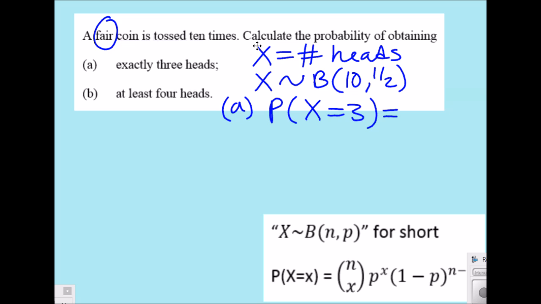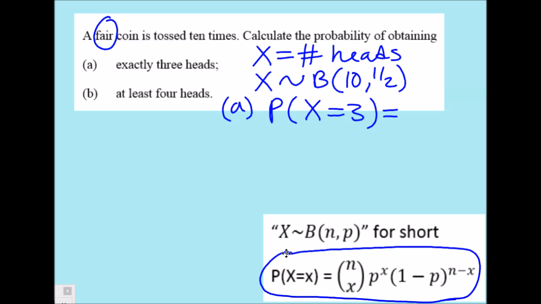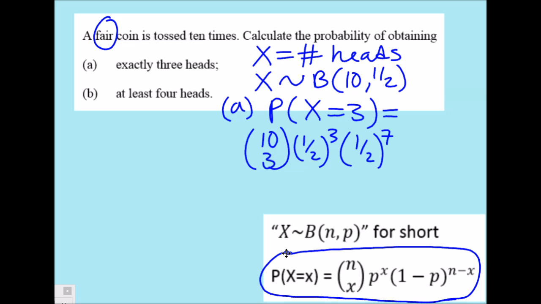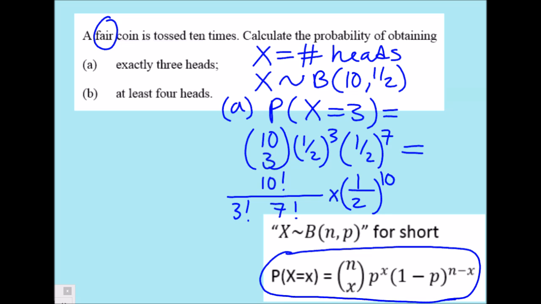Well, with the formula, we could see that that will be 10 choose 3, 1/2 to the power 3, 1/2 to the power 7. And now we can revise the binomial coefficient. That's 10 factorial over 3 factorial, 7 factorial. And that simplifies to 1 over 2 to the power 10. Do some cancelling. You will end up with 15 over 128. I'll leave that as an exercise for you. 15 over 128.